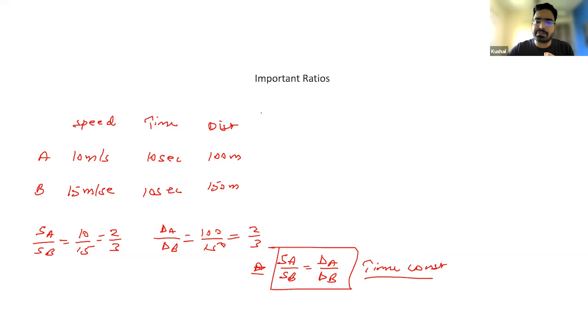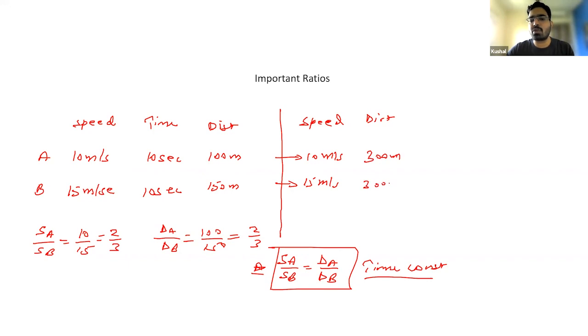Let's take another set of data with the same condition. Suppose the speed of A is still 10 meters per second, and the speed of B is still 15 meters per second. So let me put the data over there. Now, suppose they say that we wish to travel the same distance. So suppose both of them are trying to travel a distance of 300 meters.